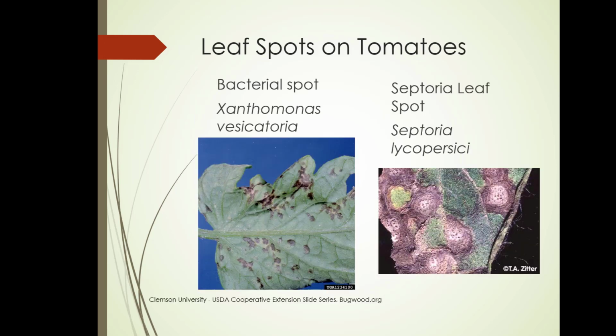So here are some leaf spots on tomatoes. On the left, we've got a bacterial spot, Xanthomonas, and you can see they're very angular. They're not round. They're actually kind of squared off, and you can see a lot of times they kind of hug the veins of the leaf. And then on the right here, we've got a fungal leaf disease, and you can see that it's got the bullseye effect, concentric rings, and then you can see those little black dots are actually fruiting bodies.